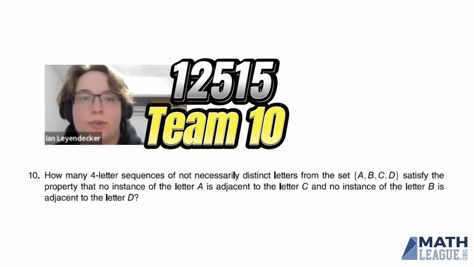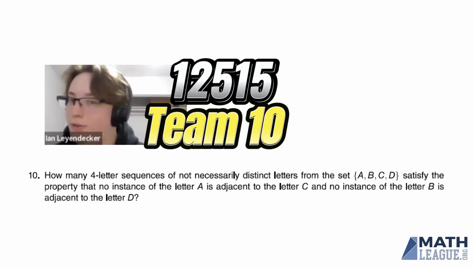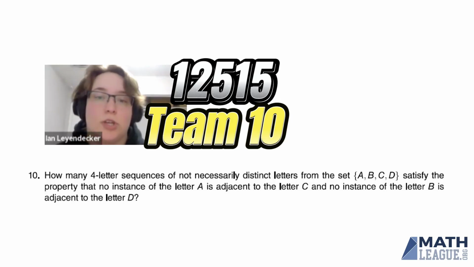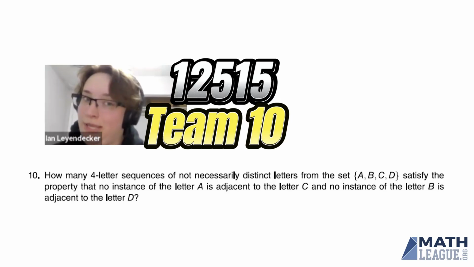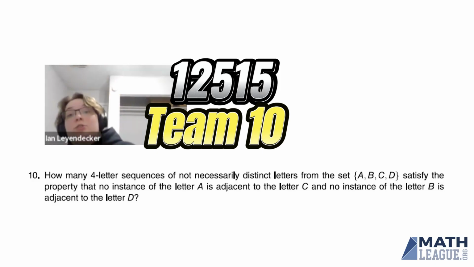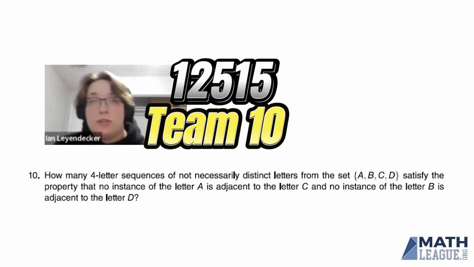Number 10, how many four-letter sequences of not necessarily distinct letters from the set A, B, C, D satisfy the property that no instance of the letter A is adjacent to the letter C, and no instance of the letter B is adjacent to the letter D? Now, we know that the letters are not necessarily distinct, which does throw a spanner into the works.